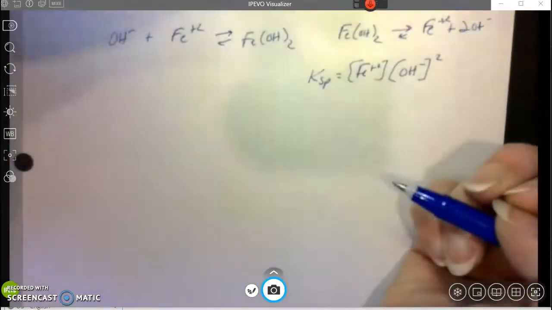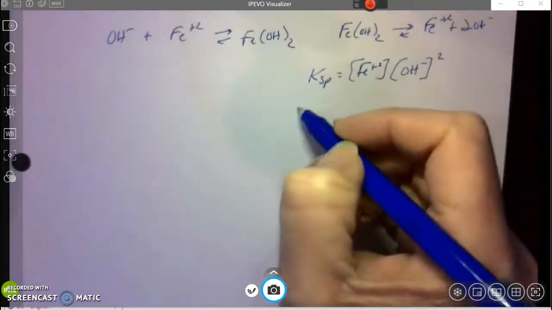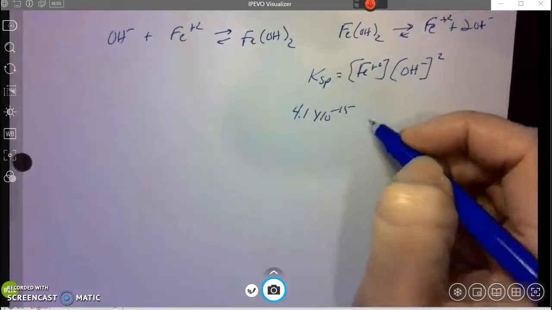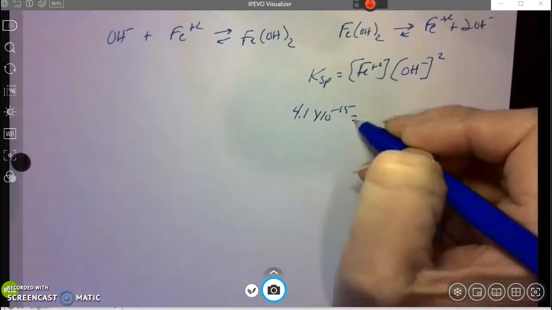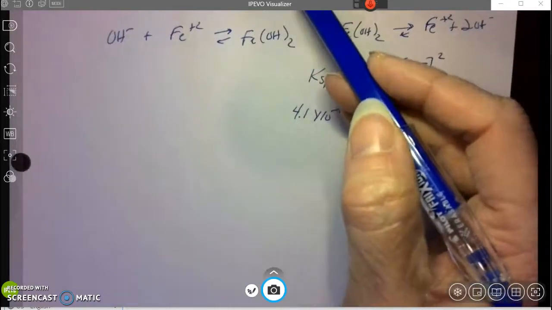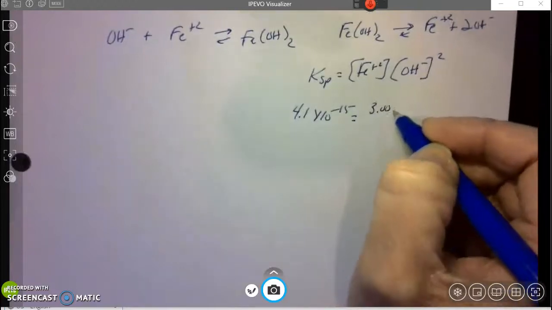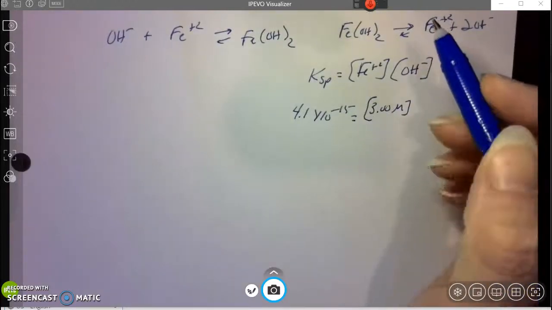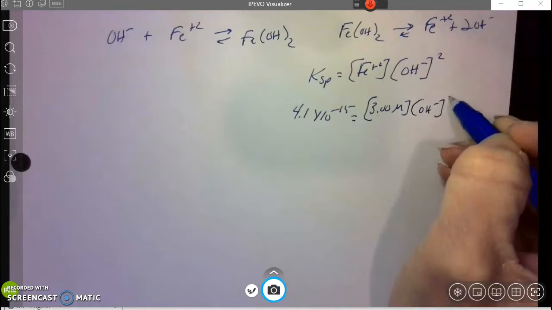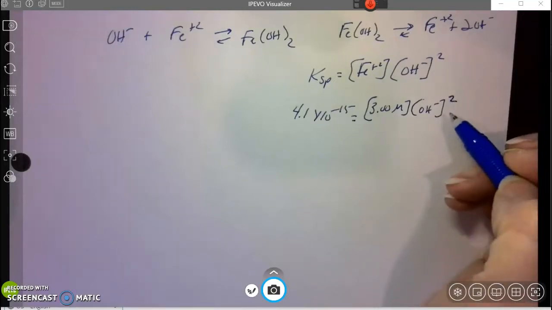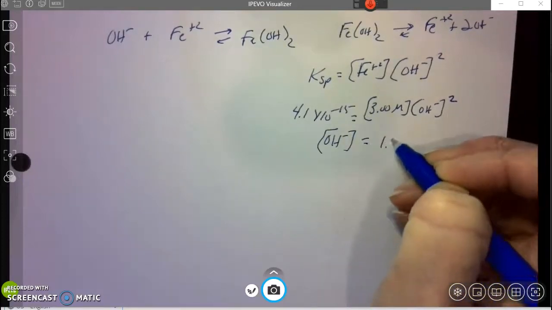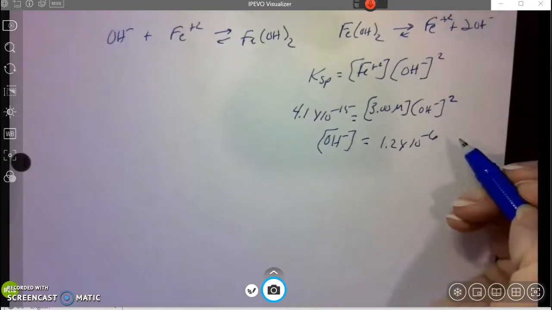So I have my 4.1 times 10 to the negative 15th from the top of the page here. So that one was given. We know the concentration of the iron from the 0.0030 molar. And again, this is different from the last one because we don't have the actual volumes of these, so we're just looking for overall concentrations, and then it's the hydroxide squared that we don't know, or you could put that in for X. So your hydroxide concentration is going to be 1.2 times 10 to the negative 6th.